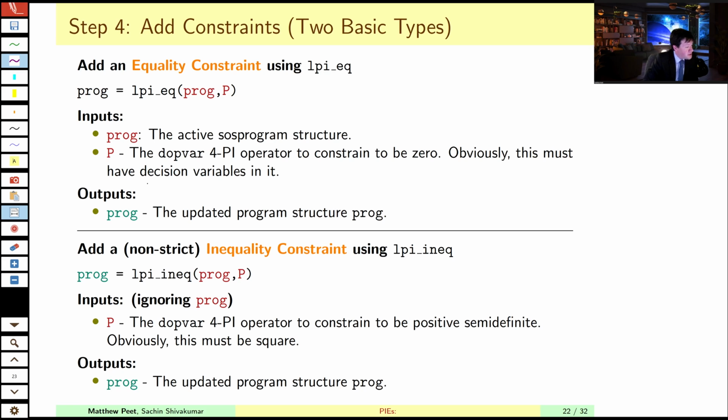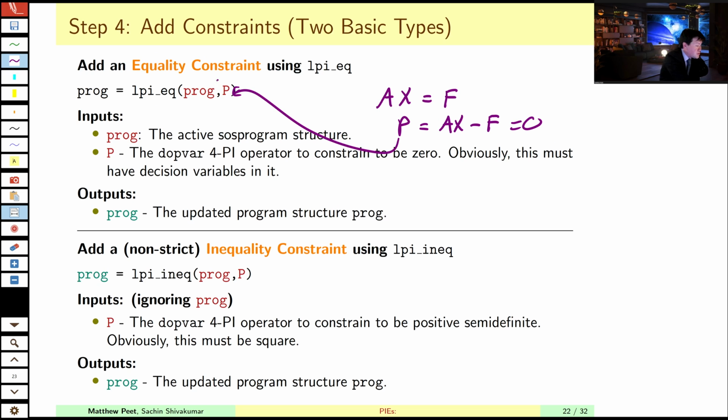Next, constraints. How do we add constraints? Similarly, there are 2 types of constraints, equality and inequality constraints. The equality constraints are relatively easy to declare. Say you want to set, say, AX equals F. Well, you create an opvar using P equals AX minus F. And then you set it to be 0 by just putting it into LPI along with the prog. And then it just returns the prog with that constraint appended to it. Right? So relatively straightforward.